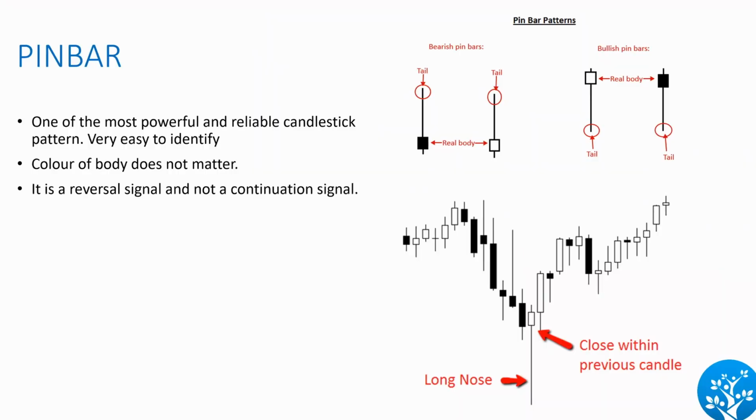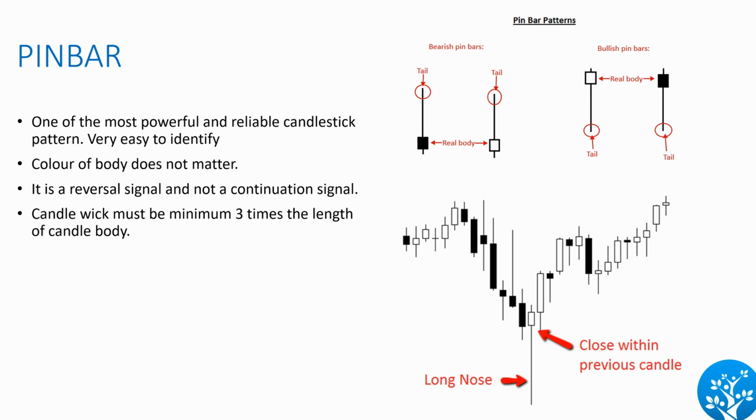If the long wick is on the upside, it is a bearish pin bar. If the long wick is on the downside, it is bullish. Pin bar is a reversal signal and not a continuation signal. We use pin bar as a reversal signal. If the trend is going down and we see a bullish pin bar, the trend is going to reverse.